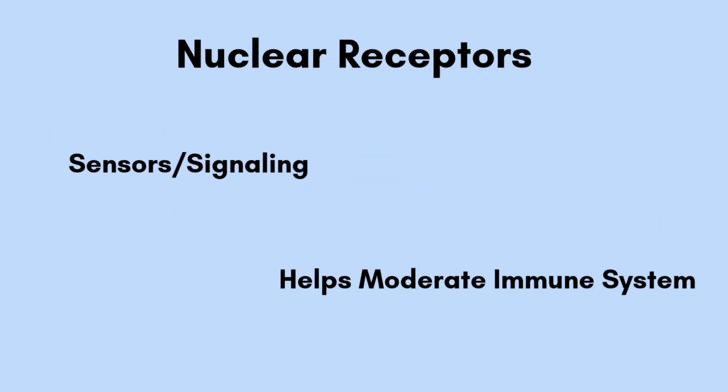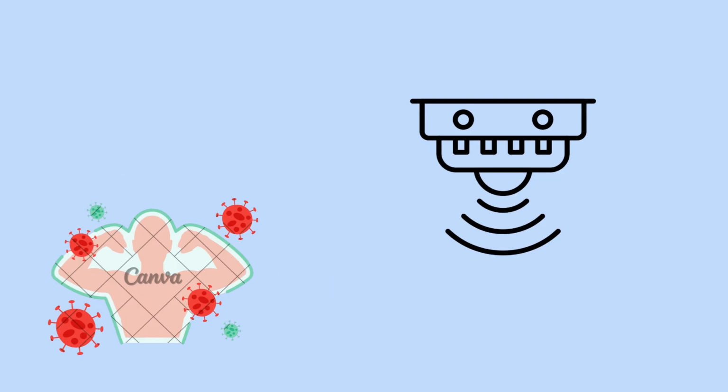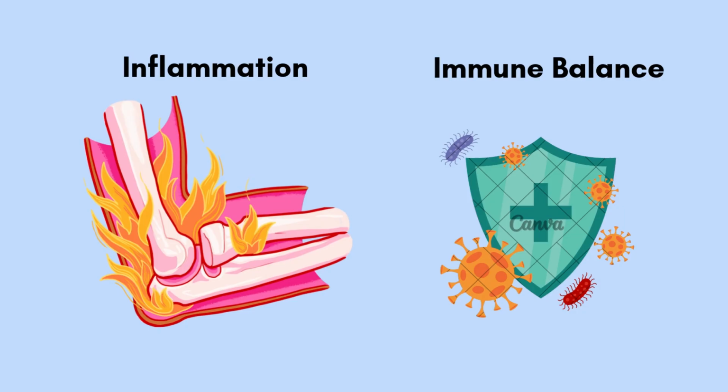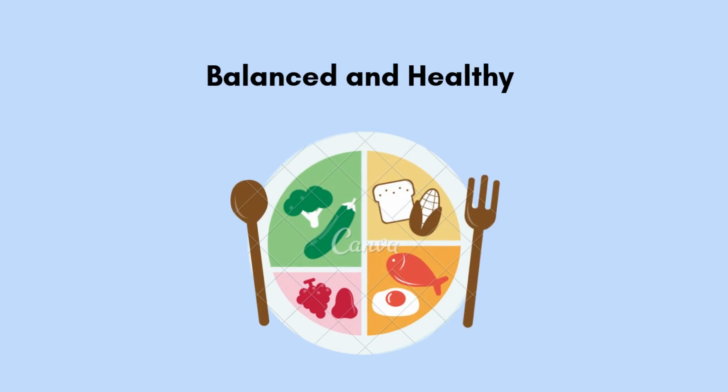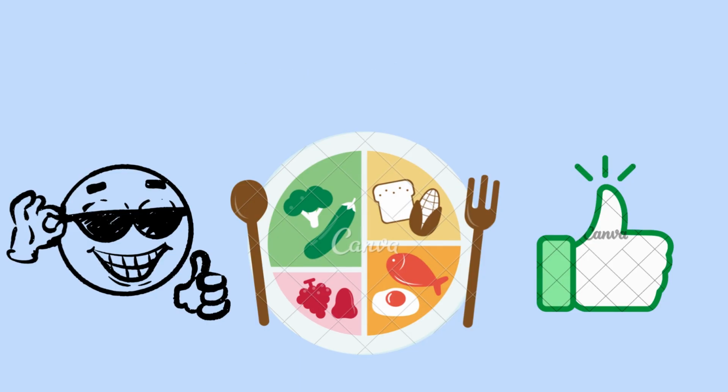Nuclear receptors are important because they act as nutrient sensors. They detect what we eat and turn immune-related genes on or off. This helps control inflammation and immune balance, and when their signaling is weak, autoimmune risk increases. A balanced, healthy diet is important because it keeps nuclear receptor signaling strong, helping the immune system stay regulated.